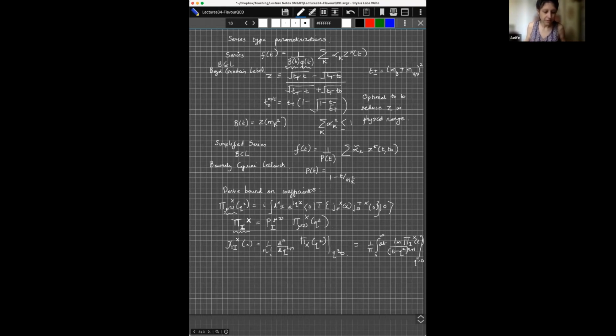And what we want to do, as I said, is to write it in terms of some hadronic representation. So that means that we can express this pi, or the imaginary part of pi, in terms of form factors. And how do we do that? Well, it's actually quite easy. So let's write down the imaginary part of this pi. So we insert an infinite sum of states.